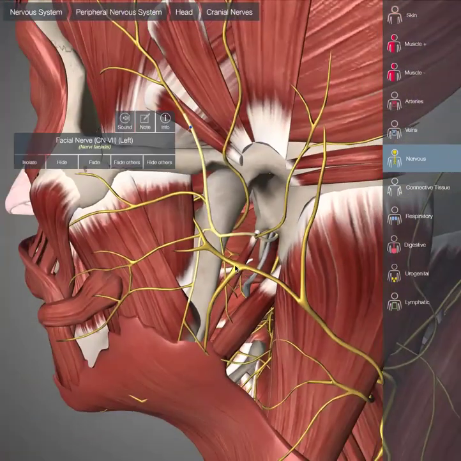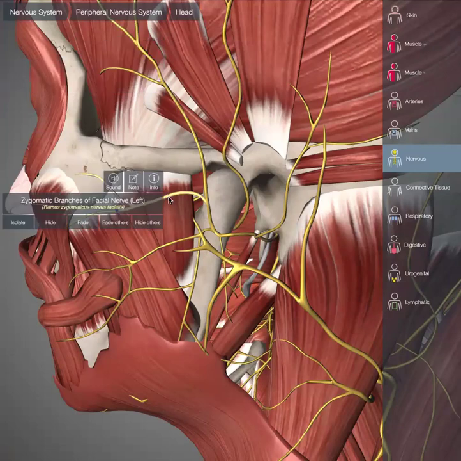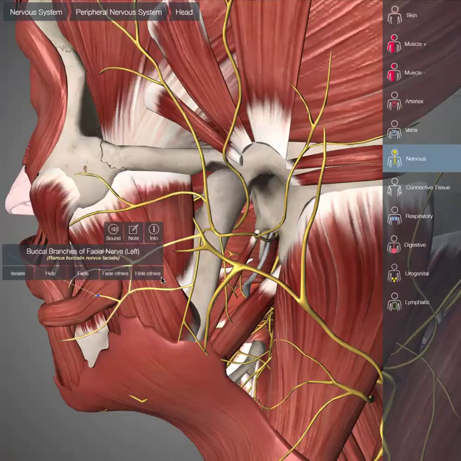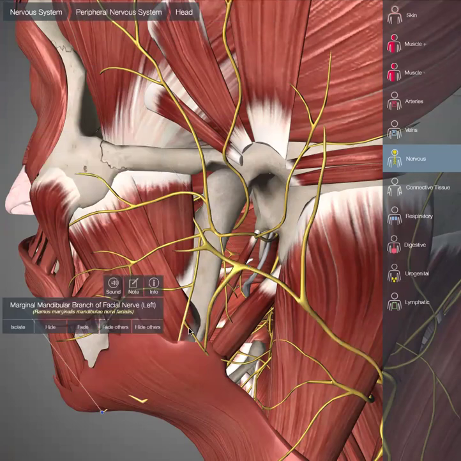You can see how it all splits right here. The facial nerve splits and gives off temporal, zygomatic, buccal, marginal mandibular, and then cervical. You get what I mean?